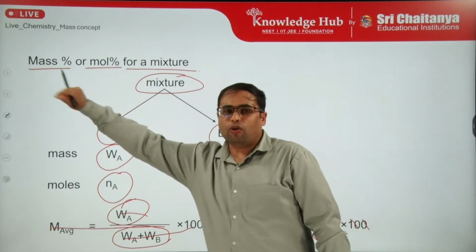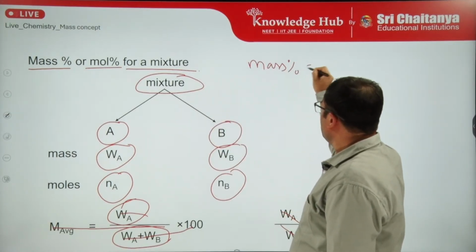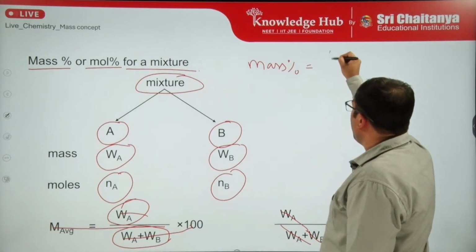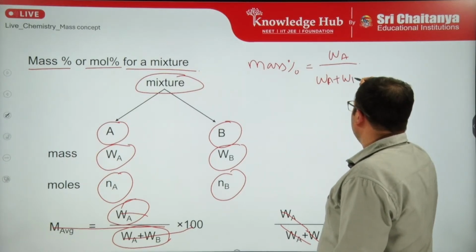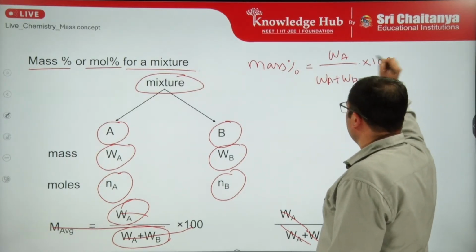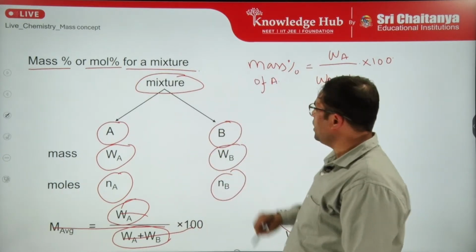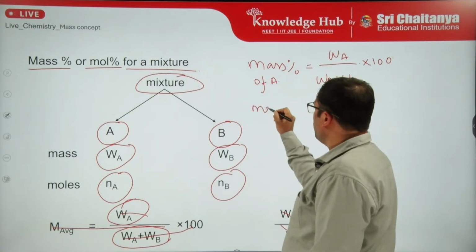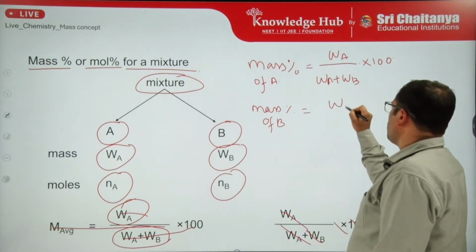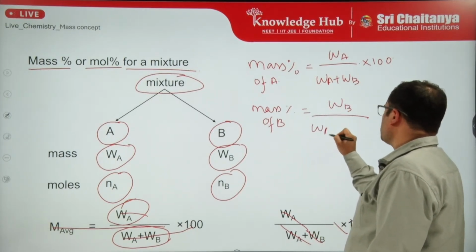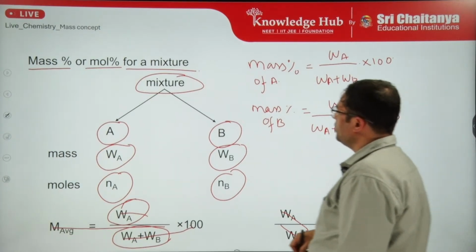So we are discussing mass percentage, right? This expression should be for mass percentage. So mass percentage is mass of A divided by mass of A plus mass of B multiplied by 100. This is your mass percentage of A, right? Similarly, if I want to write mass percentage of B, that will be mass of B divided by mass of A plus mass of B multiplied by 100, right?